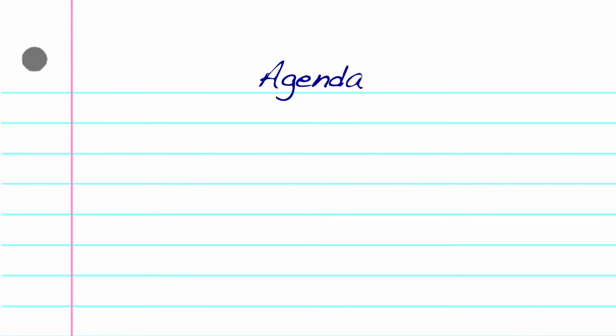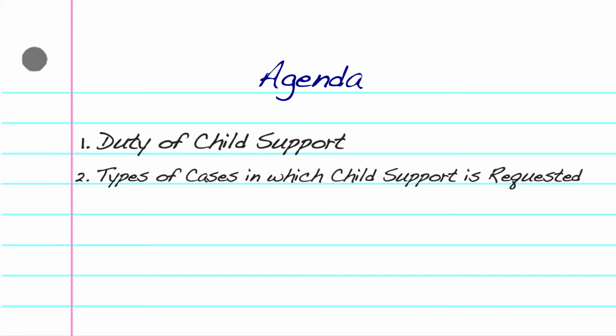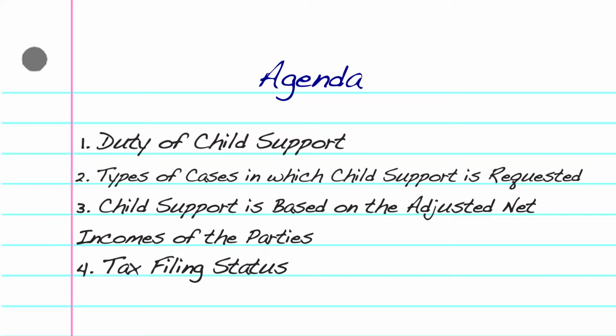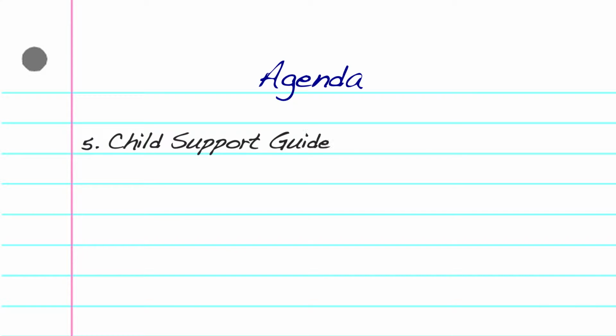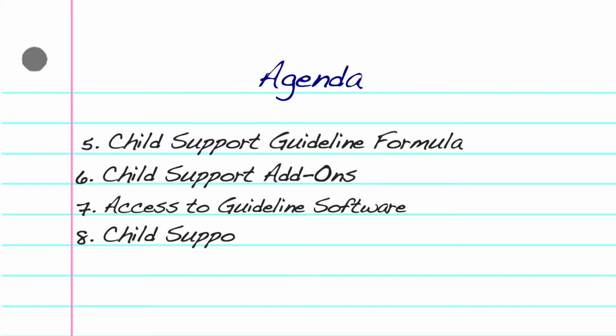Agenda. The agenda covers 8 topics. First, the duty of child support. 2, types of cases in which child support is requested. 3, child support based on adjusted net incomes of the parties. 4, tax filing status. 5, child support guideline formula. 6, child support add-ons. 7, access to guideline software. 8, child support versus spousal support.